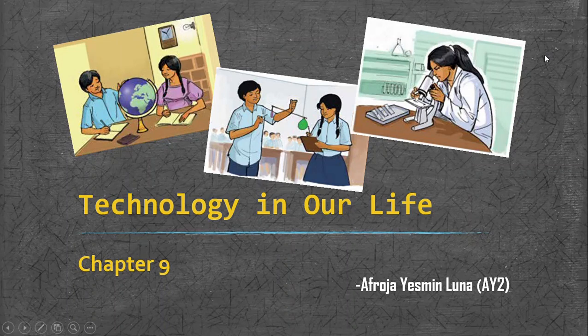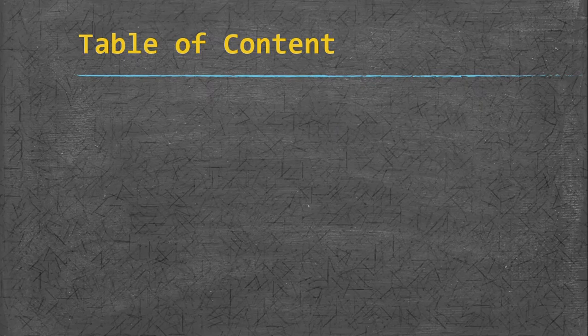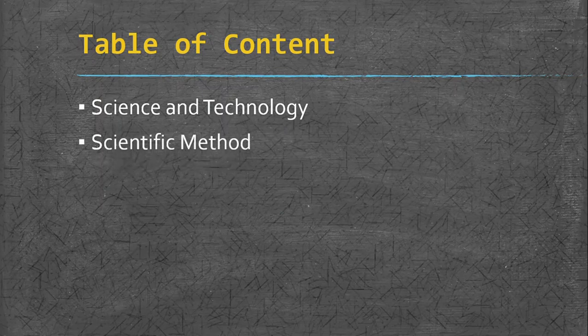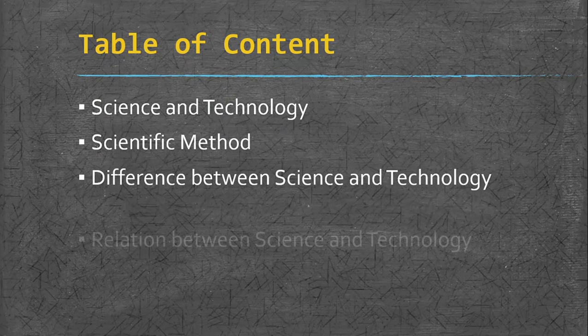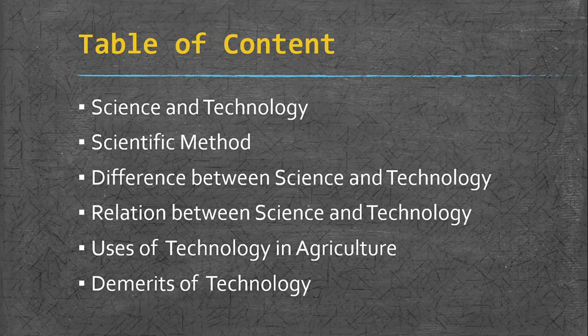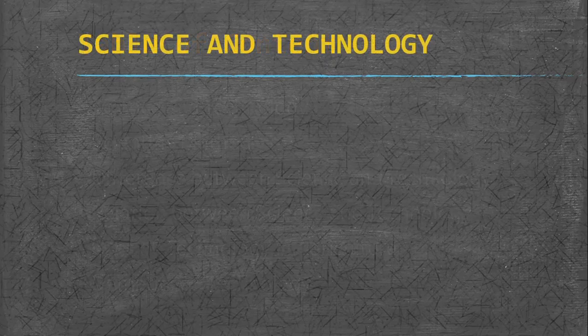Our today's topic is technology in our life. Chapter 9, book 5. So let's get started. Let's see the table of content. In our today's chapter we are going to learn about what is science and technology, what is scientific method, difference between science and technology, relation between science and technology, uses of technology in agriculture, and finally, the demerits of technology.